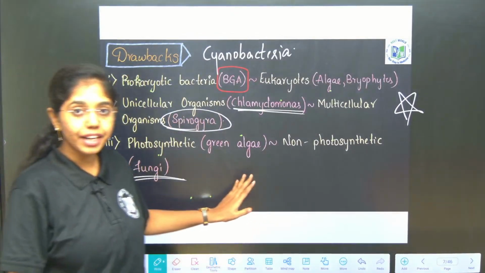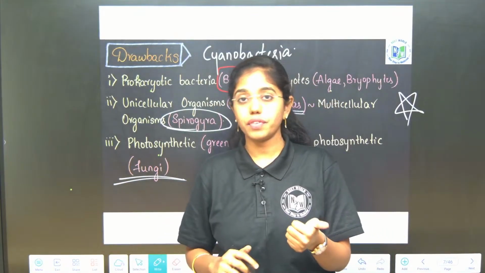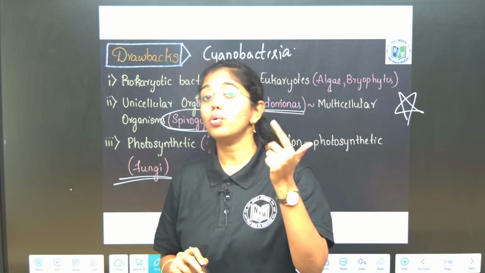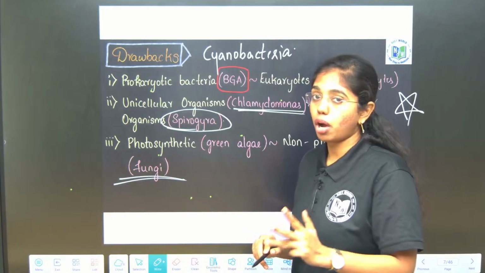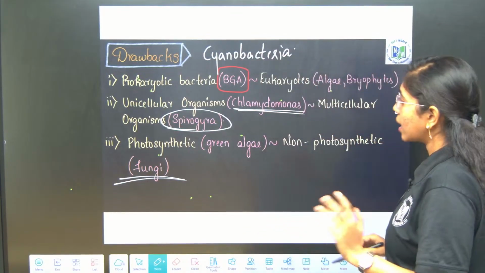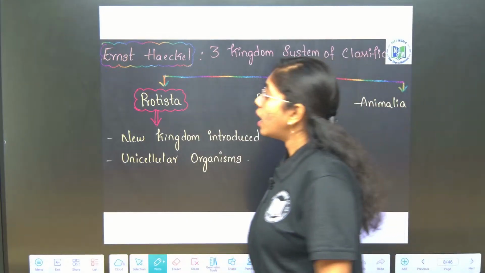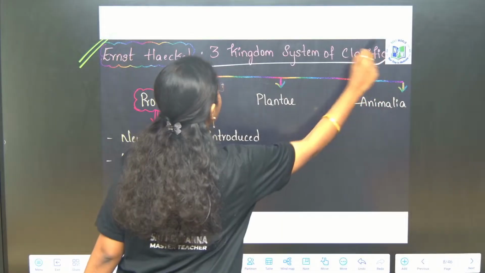I hope till here it is clear, right? What are the major criteria of the two kingdom system of classification? What are the kingdoms involved? Who is the scientist who proposed that? And lastly, what are the major drawbacks? And then here you see Ernst Haeckel. Ernst Haeckel is the scientist who proposed the three kingdom system of classification.